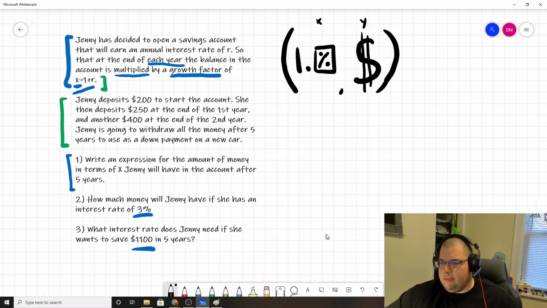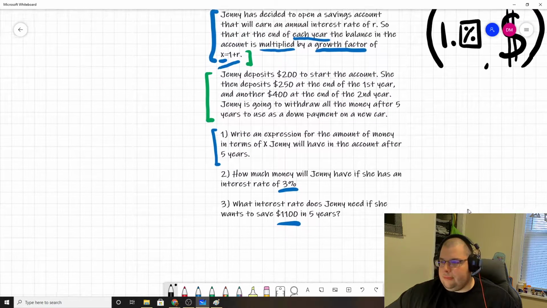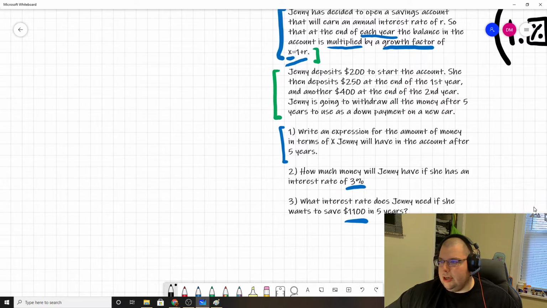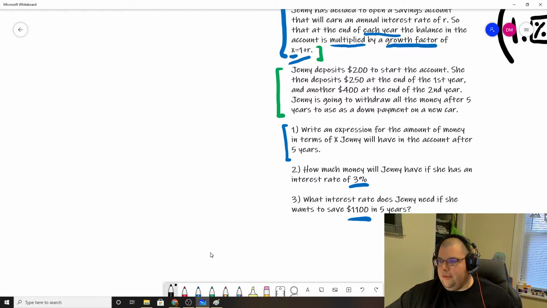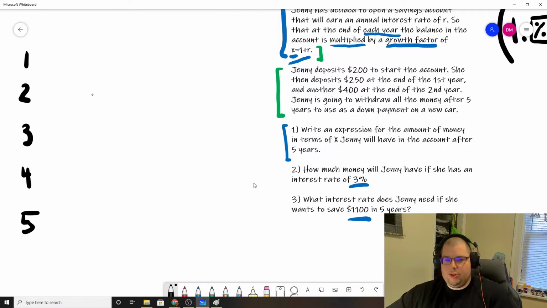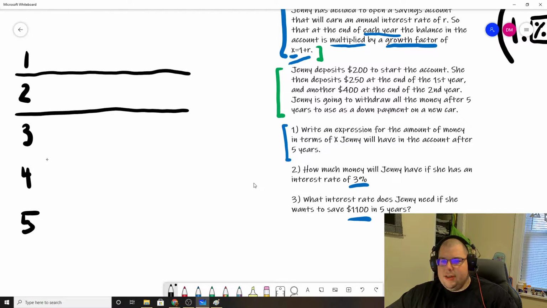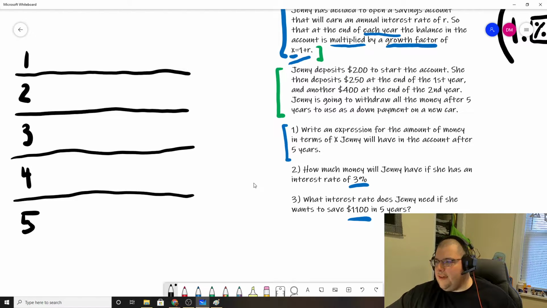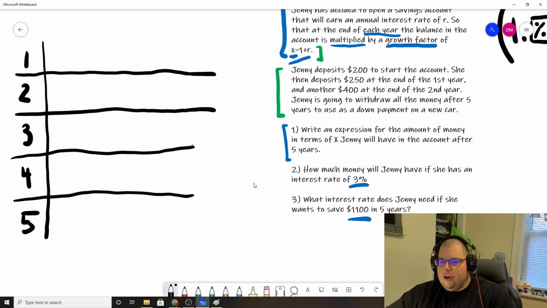So I'm going to move the problem over here, to give us some space to work, because we need to make a table for Jenny's account. For these types of problems, our table is going to have a row for each year that the money is in the account. It tells us that Jenny is going to leave her money in the account for 5 years. After 5 years, she's removing the money for a down payment on a new car. So that means we need to have 5 rows.